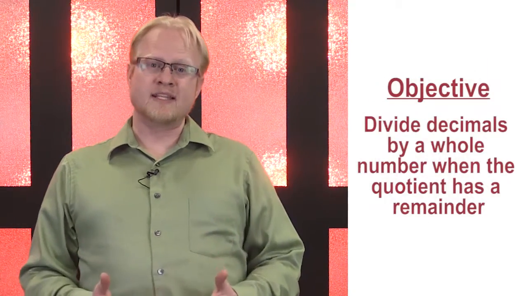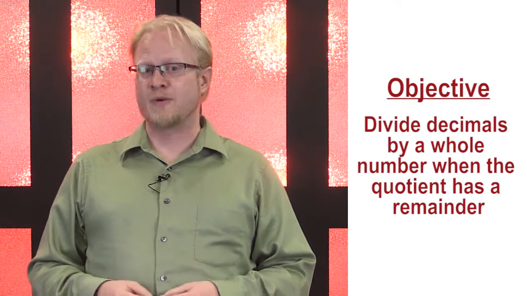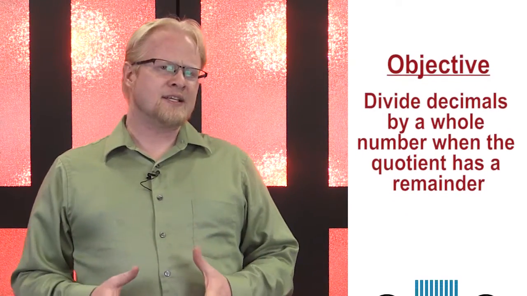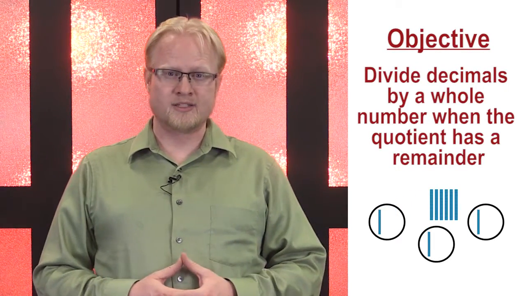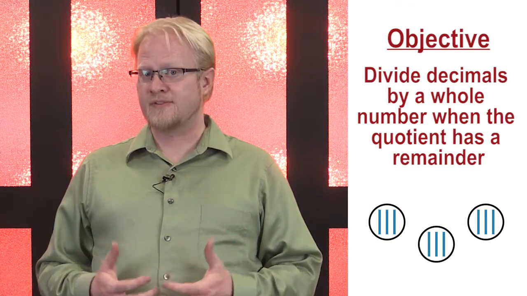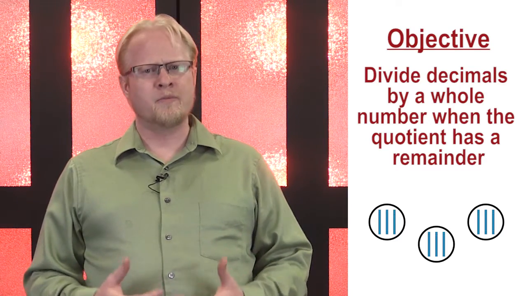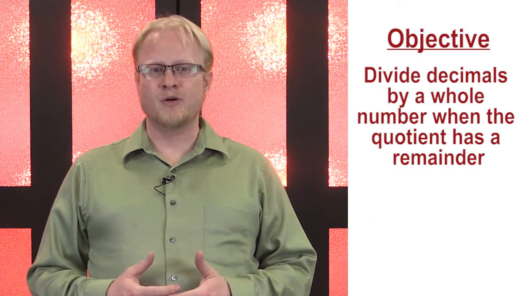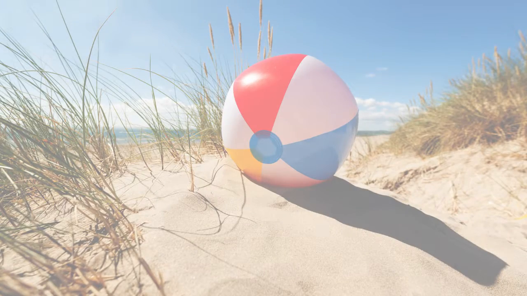The objective of this lesson is to divide decimals by a whole number when the initial quotient has a remainder. In the previous lesson, students practiced dividing decimals by a whole number using base 10 blocks. In this lesson, we will continue to use base 10 blocks and partitive division to divide a decimal by a whole number. We will encounter remainders and explore how to decompose and repartition a remainder as a decimal part of the quotient. Let's consider the following situation.